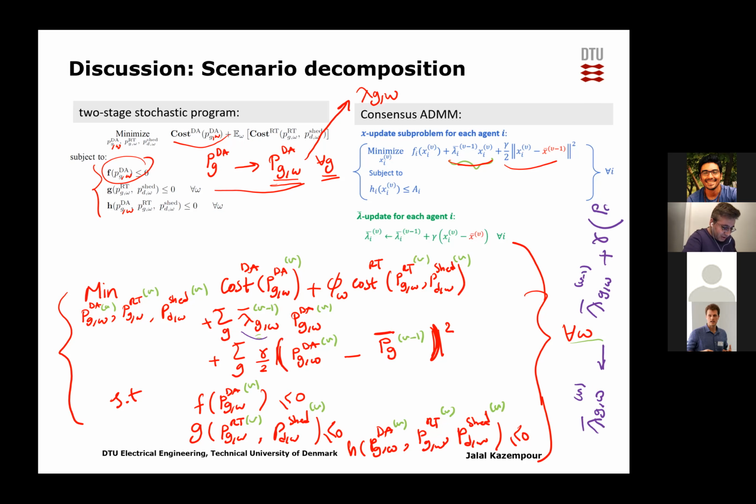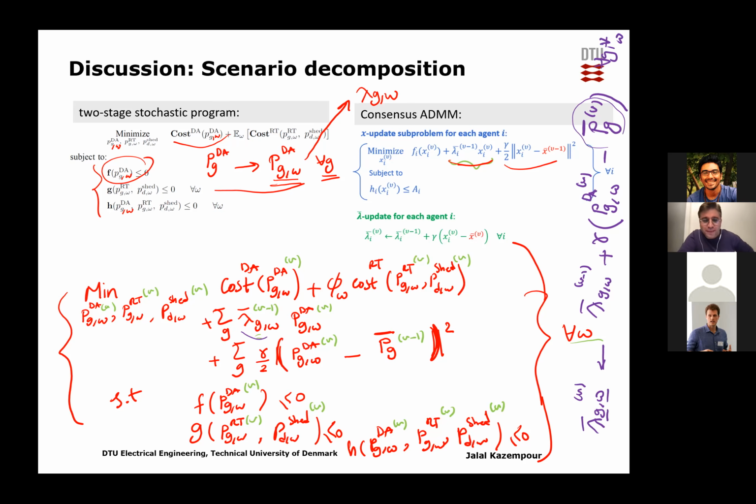Yes. So it's PG omega day ahead current iteration minus the average of the previous iteration. Very good. I don't call it previous iteration, because after solving all the subproblems, now we know what the updated value is. Yeah, sorry, the average is not previous, it's the current one. Do we need a sum over G somewhere? No, because we're calculating lambda for each G. So it's one per G, one per omega.